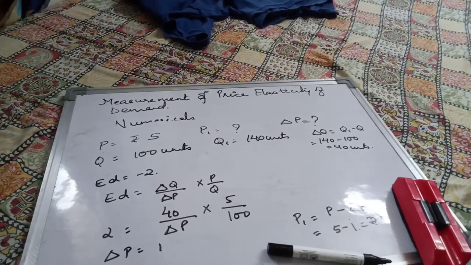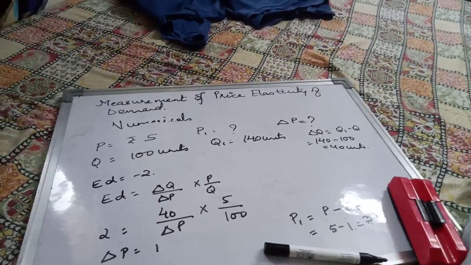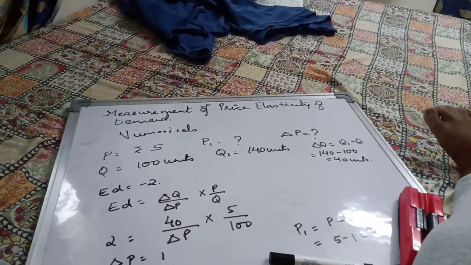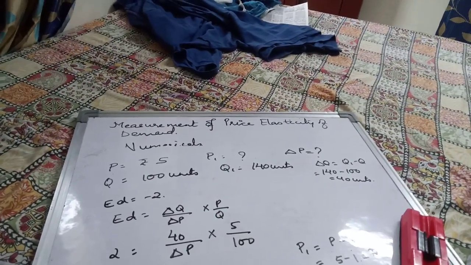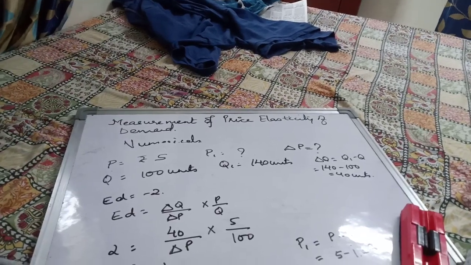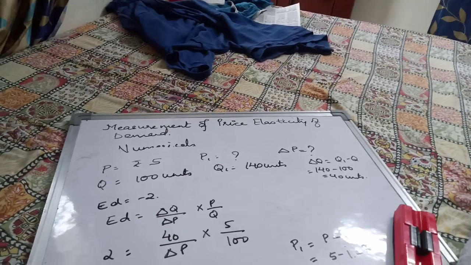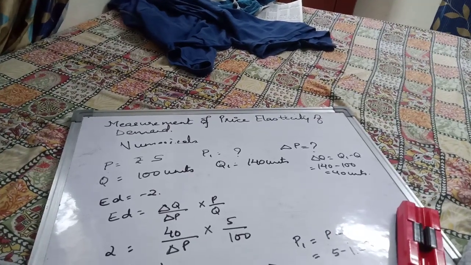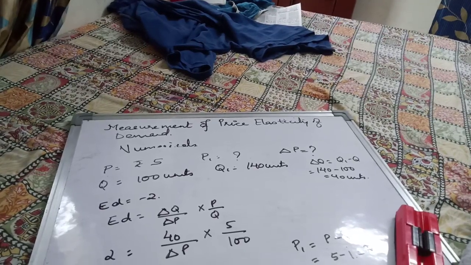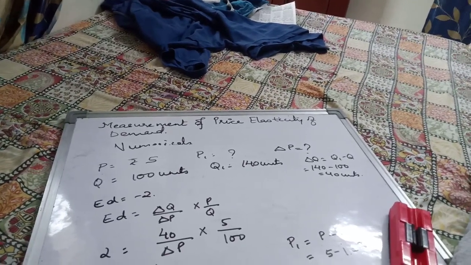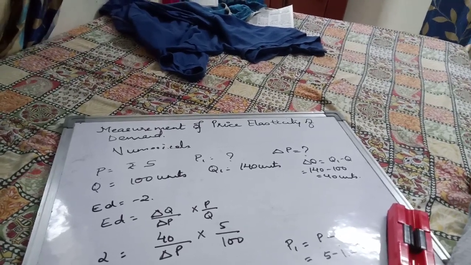Now in this, 2 goods are given and you need to calculate, and it's an easy one, so I want you to do it on your own. A 5% fall in price of X leads to a 10% rise in demand for X. A 2% rise in price of Y leads to a 6% fall in demand for Y. Calculate elasticity of demand for X and Y.